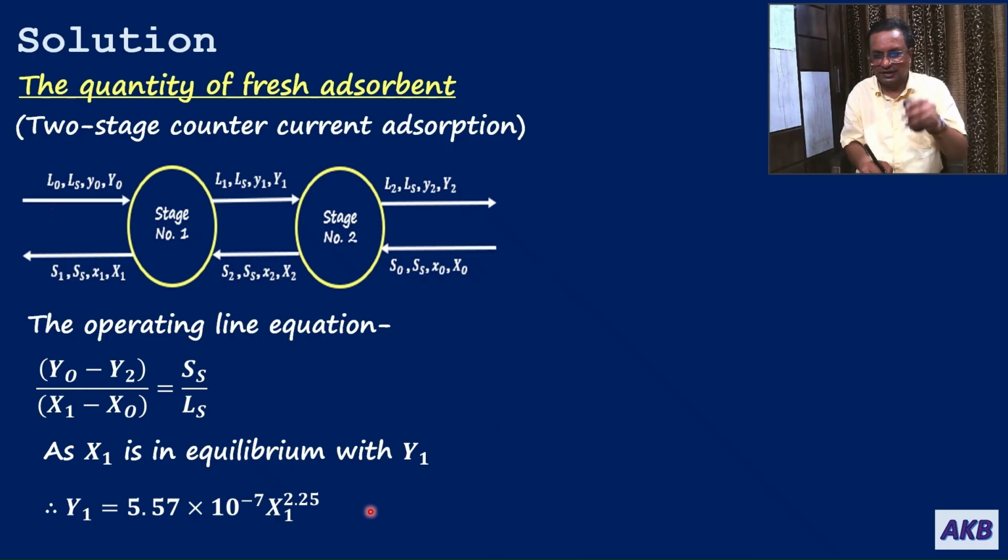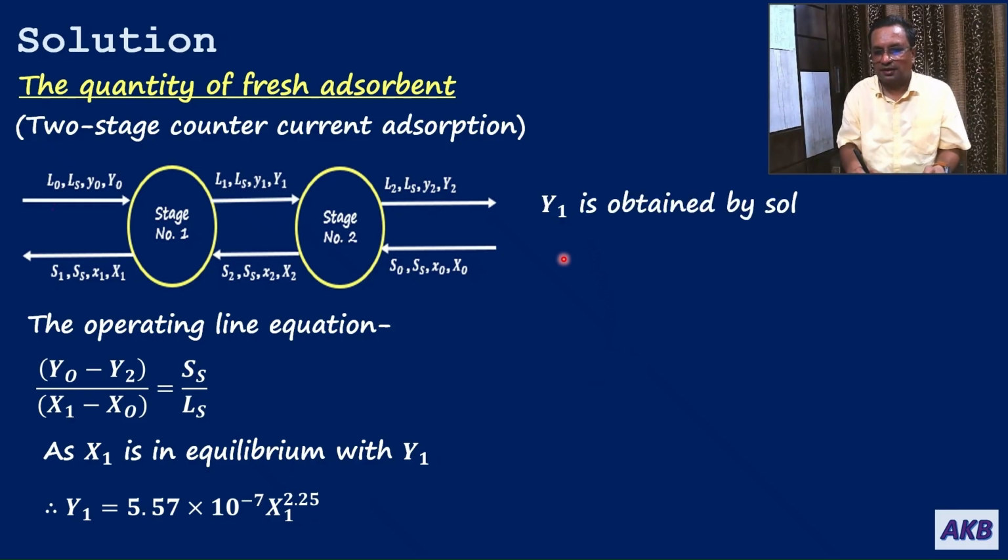The equilibrium curve that we have drawn is concave upward. Since X1 and Y1 are in equilibrium with each other, those two values should satisfy the equilibrium relationship. So that's why you get this equation: capital Y1 is equal to 5.57 into 10 raised to minus 7 into X1 raised to 2.25. Now Y1 is obtained by solving this equation.